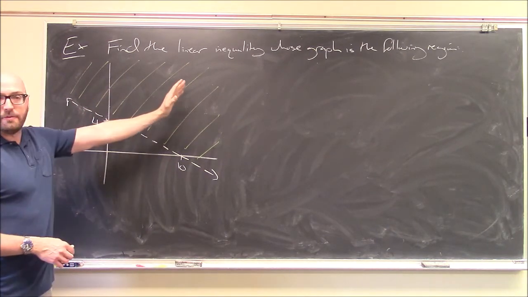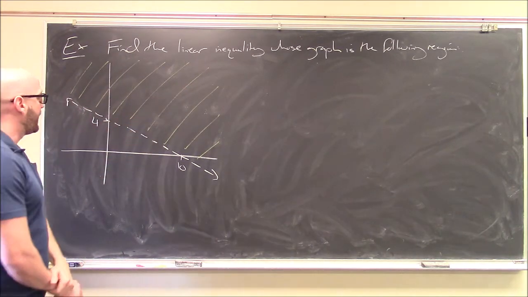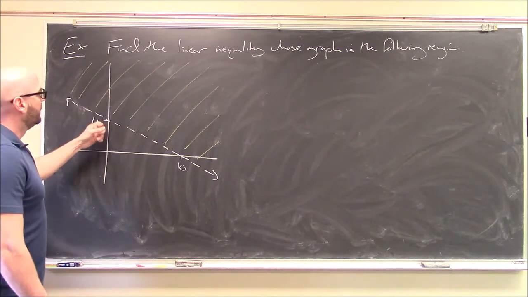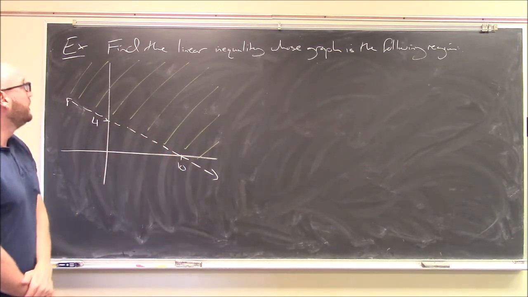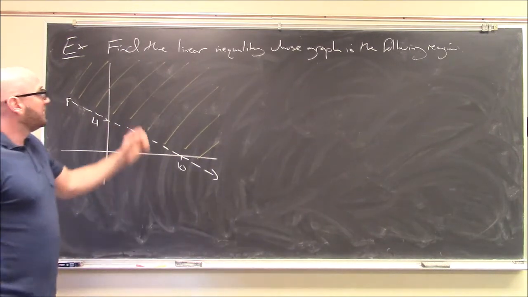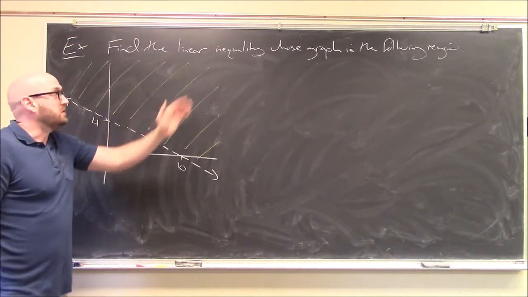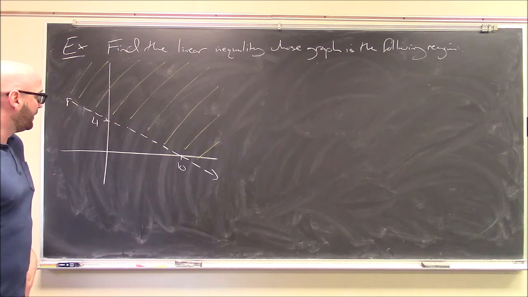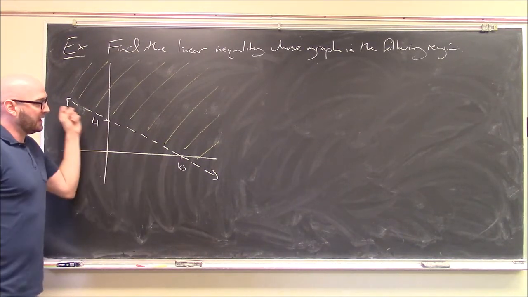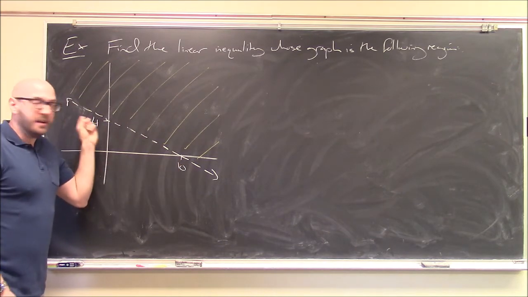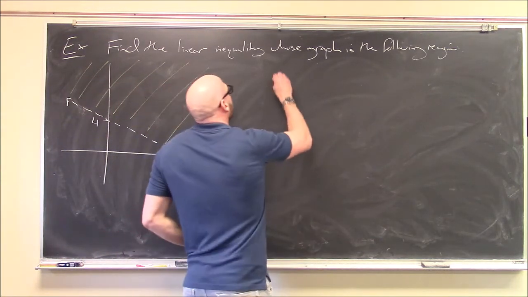Here's the graph. The graph is the upper half plane for this boundary line. The boundary line is dashed, so it's going to be a strict inequality. And the question is, given this graph, can I recover the original inequality? So the answer is yes. What do I need? I really need to know the equation of the boundary line, right? So, boundary line.